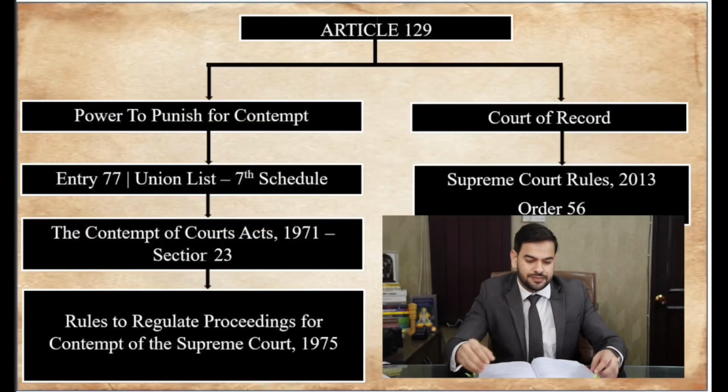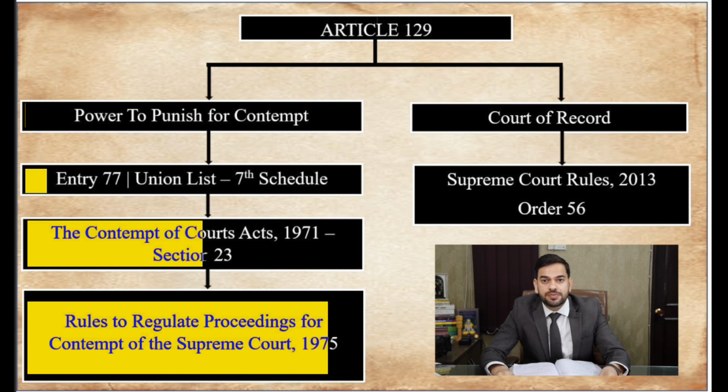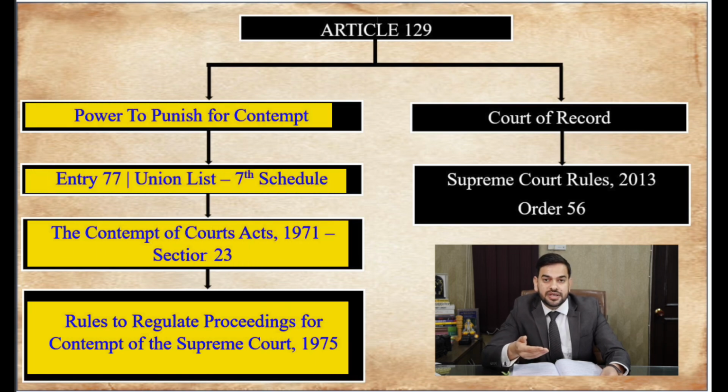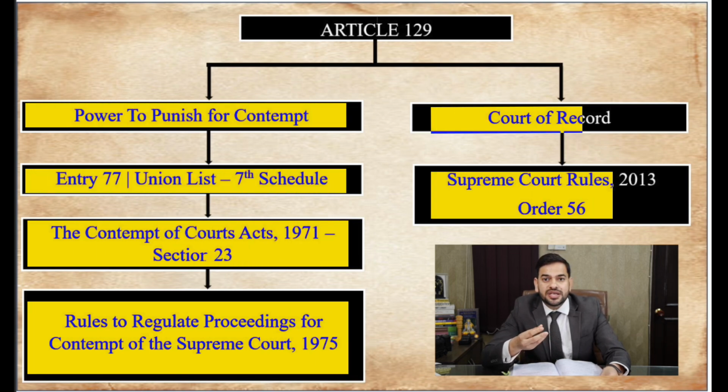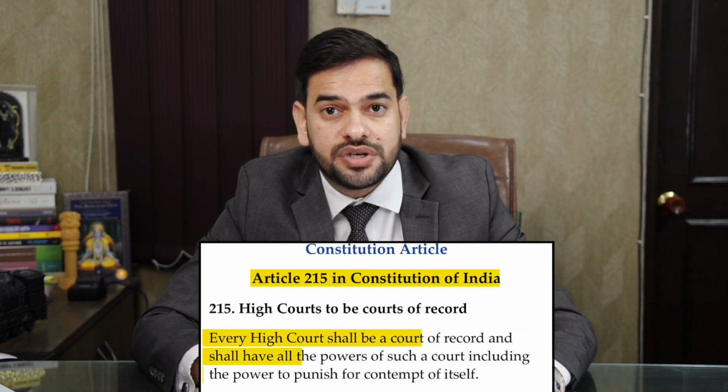Coming to the court of record, generally when this question is asked, the answer people give is that a court of record is that court which has the power to punish for the contempt of itself. Certainly, if any court is a court of record, automatically there is an inherent power to punish for the contempt of itself. For example, even the High Court under Article 215 has the power to punish for the contempt of itself. But what is the meaning of court of record?